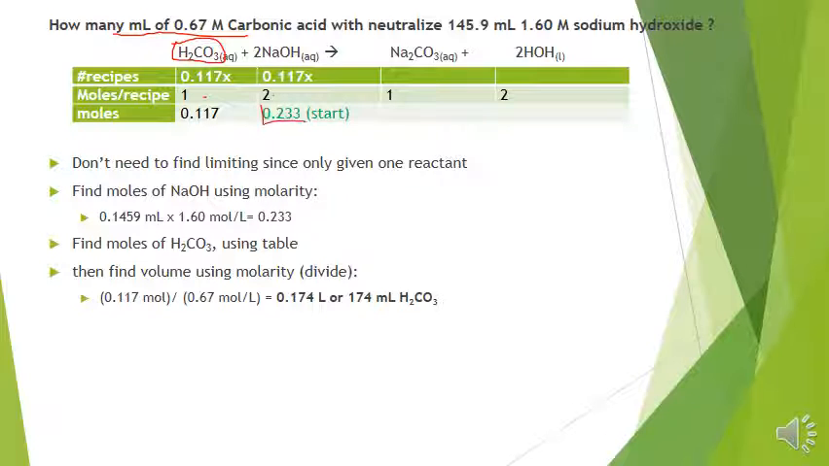So the first thing you need to do is find out both moles. We can find this moles because we know we have molarity. When you have aqueous, to figure out moles, use molarity and volume. So you're going to change 145.9 by dividing by 1,000. So it's going to be 0.1459, that should be liters, times 1.6 moles per liter. And then that's how many moles of sodium hydroxide. And then you have to figure out how many moles of carbonic acid will react with that many moles. So divide by 2. So it's 1.17.